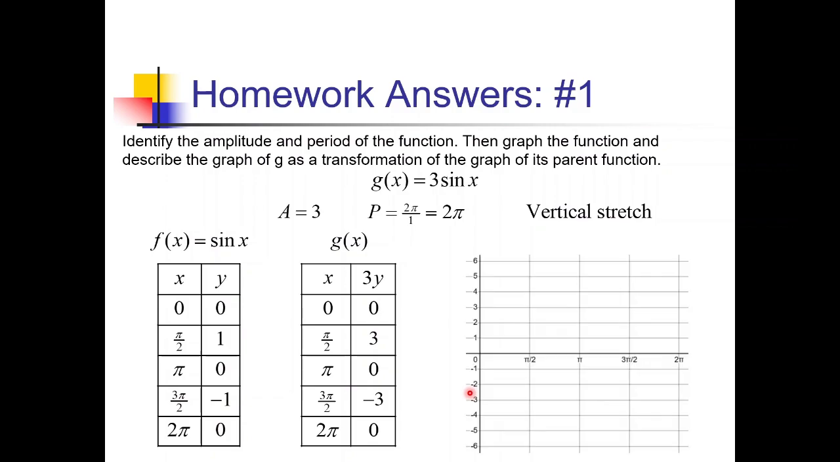Graphing all that out, I've got the point 0, 0 right here, and then we have pi over 2 comma 3 up here, then pi comma 0, 3 pi over 2 comma negative 3 is down here, and 2 pi comma 0 is here, and this gives us 1 period of this sine function.